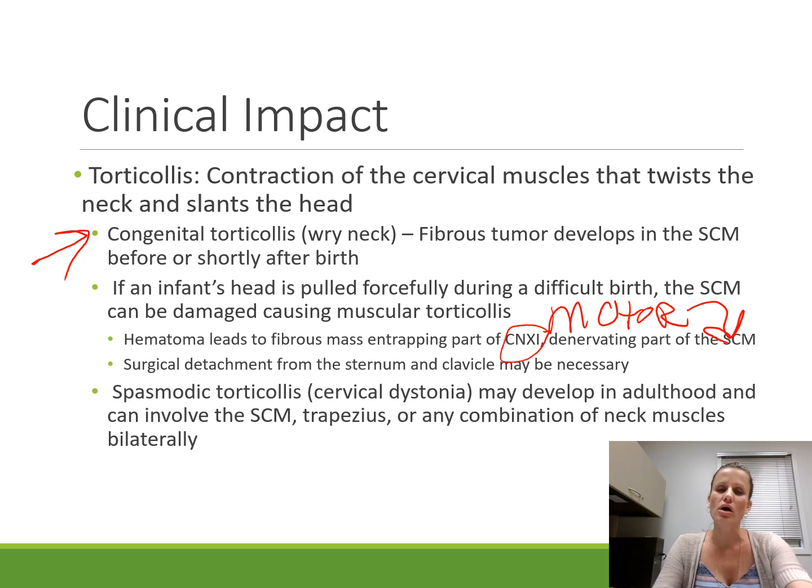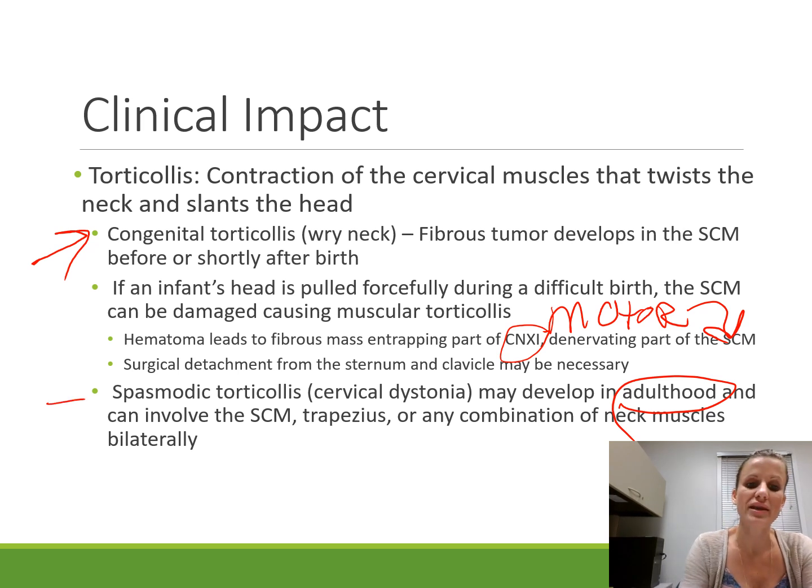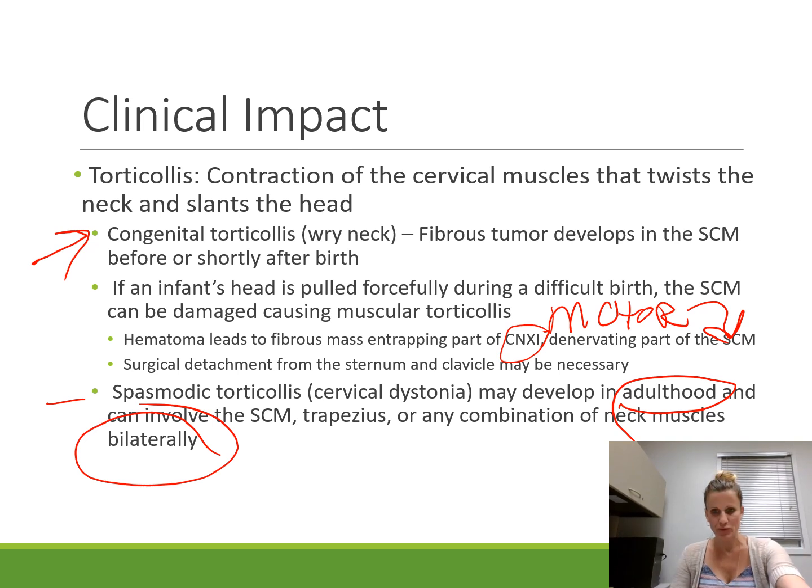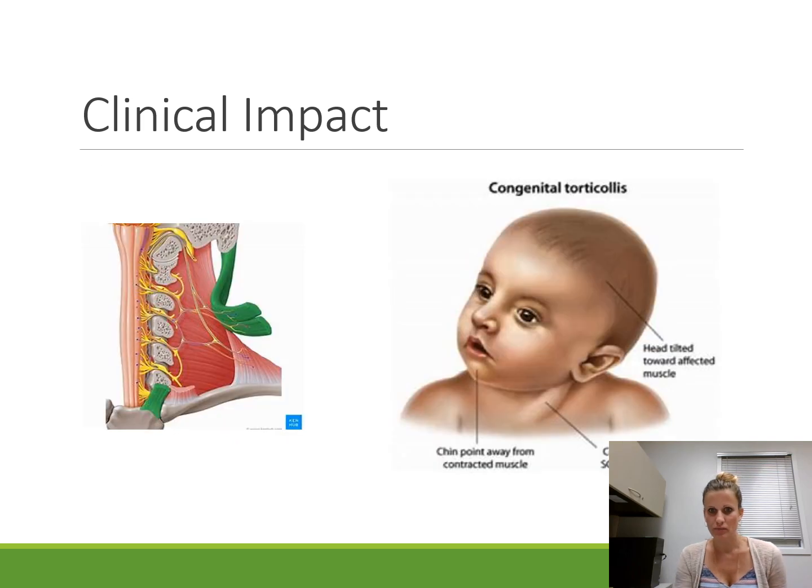Spasmodic torticollis develops in adults, and this can involve different combinations of the cervical muscles. So it can involve the sternocleidomastoid, it can involve the trapezius, and also another difference: spasmodic is typically in adulthood, the other two are in childhood, or infancy rather. Also, spasmodic torticollis can be bilateral, whereas the other two are unilateral, just on the side where there's damage in the sternocleidomastoid. On the next slide here, you can see an example of congenital torticollis.